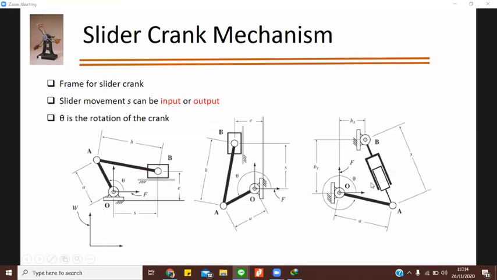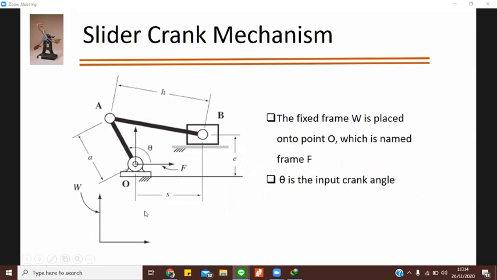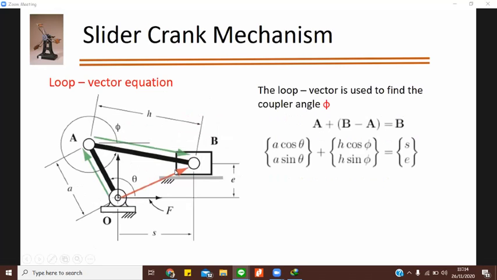Okay. So in this kind of example, the fixed frame W is placed onto O, which is named as frame F, and theta is the input crank. You will just rotate theta, and this B, your slider link, will translate from there to here. Okay, so in loop vector, how will we see it?